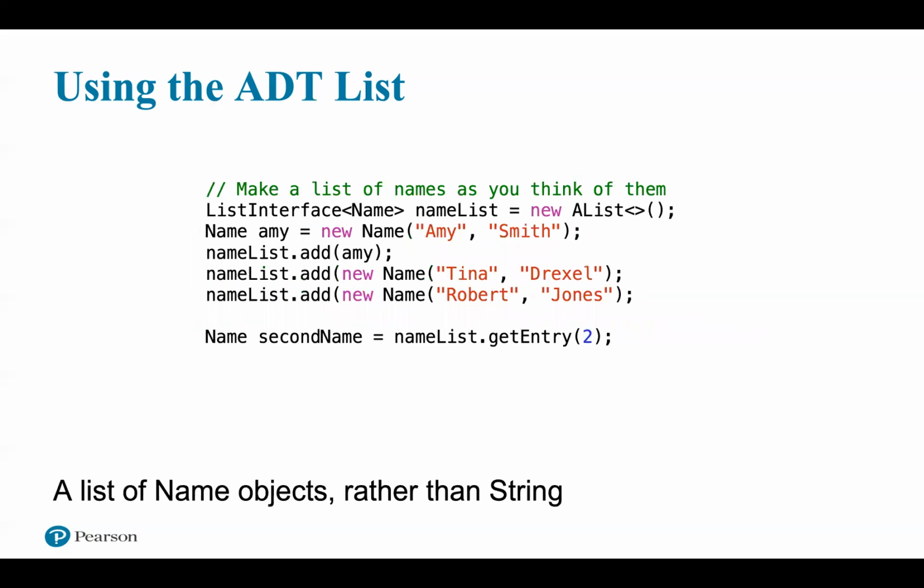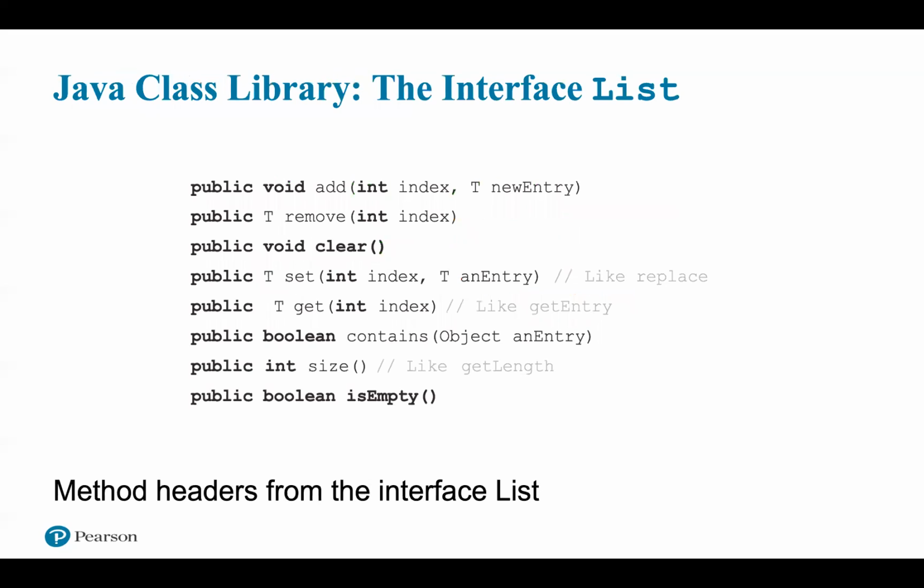Here's another example. Let's look at a list of objects that are not strings. Suppose that we have the class Name from Listing B1 in Appendix B that represents a person's first and last names. The following statements indicate how we would make a list of names: Amy Smith, Tina Drexel, and Robert Jones. Now let's retrieve the name that is the second entry, that is Tina Drexel: Name secondName = nameList.getEntry(2). And so we're seeing the code and then the use of the code there in a short form.